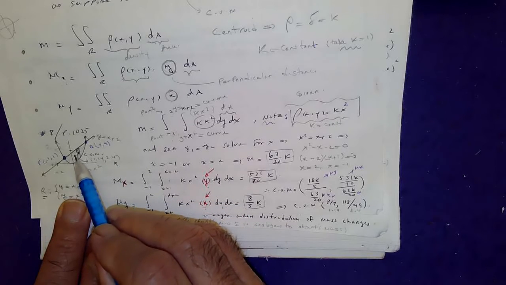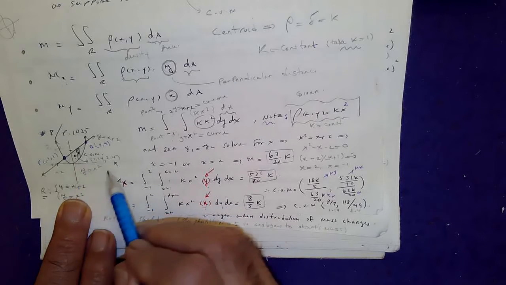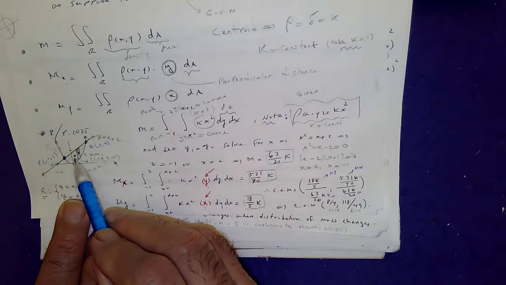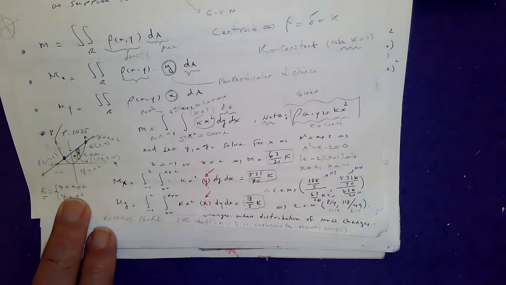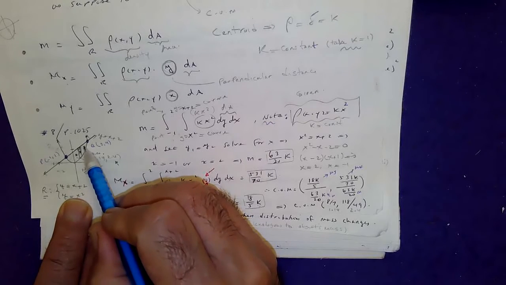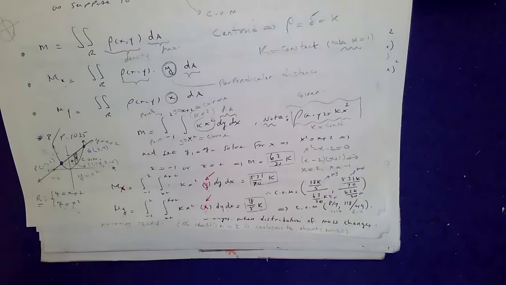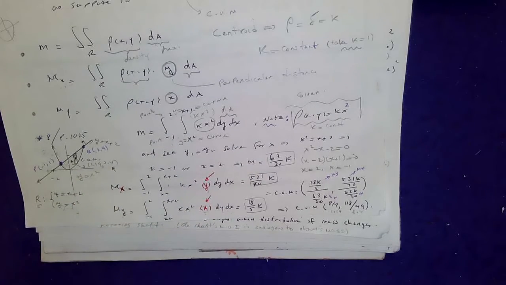Remember, our first initial guess was this, and the mathematics confirms our initial guess, that the center of mass has to be around here. It can't be way up here or way down here. It has to be somewhere in the center, no? And that's basically how you find center of mass.